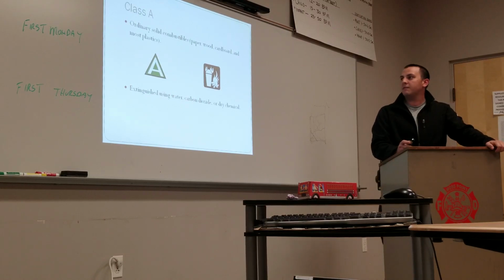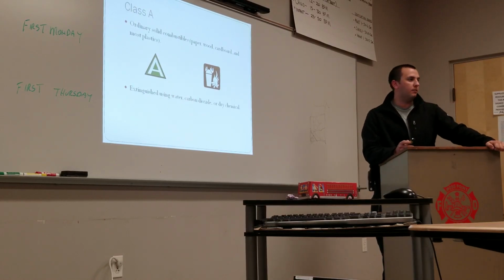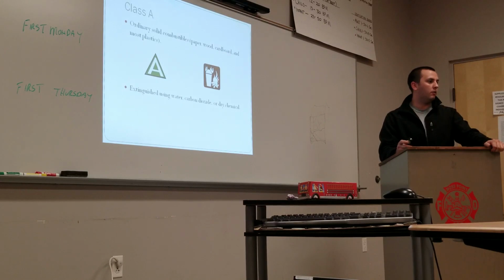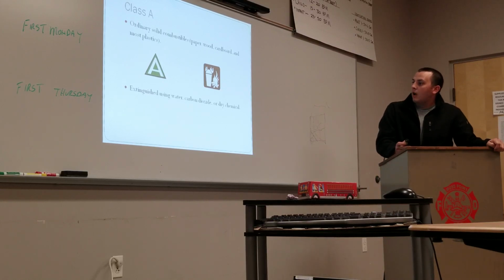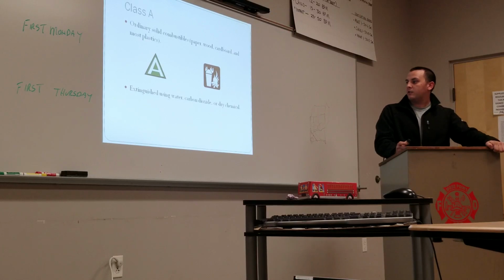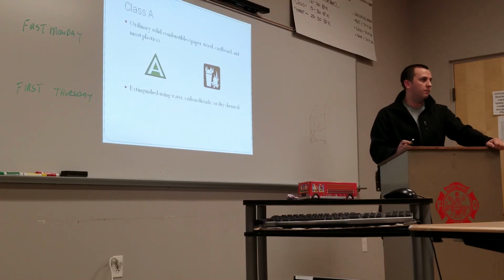we have Class A, which is ordinary solid combustibles, paper, wood, cardboard. The symbol for a Class A is a green triangle with an A inside of it. Our pictograph is a trash can on fire with wood laying on the ground beside it also on fire. Our Class A fires can be extinguished using water, carbon dioxide, or a dry chemical extinguisher.